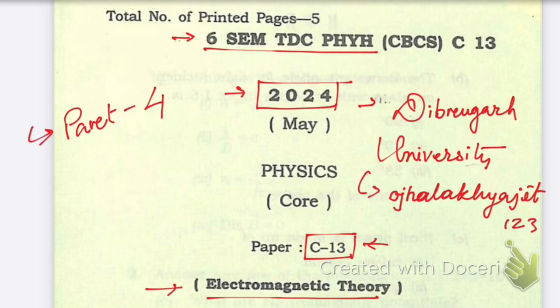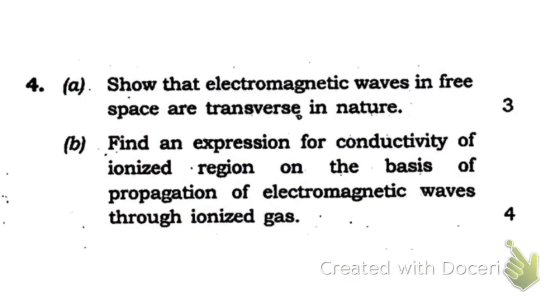So we have already solved up to question number 3, right? Today we're going to answer question number 4. So let's start. Question number 4 is: show that electromagnetic waves in free space are transverse in nature.